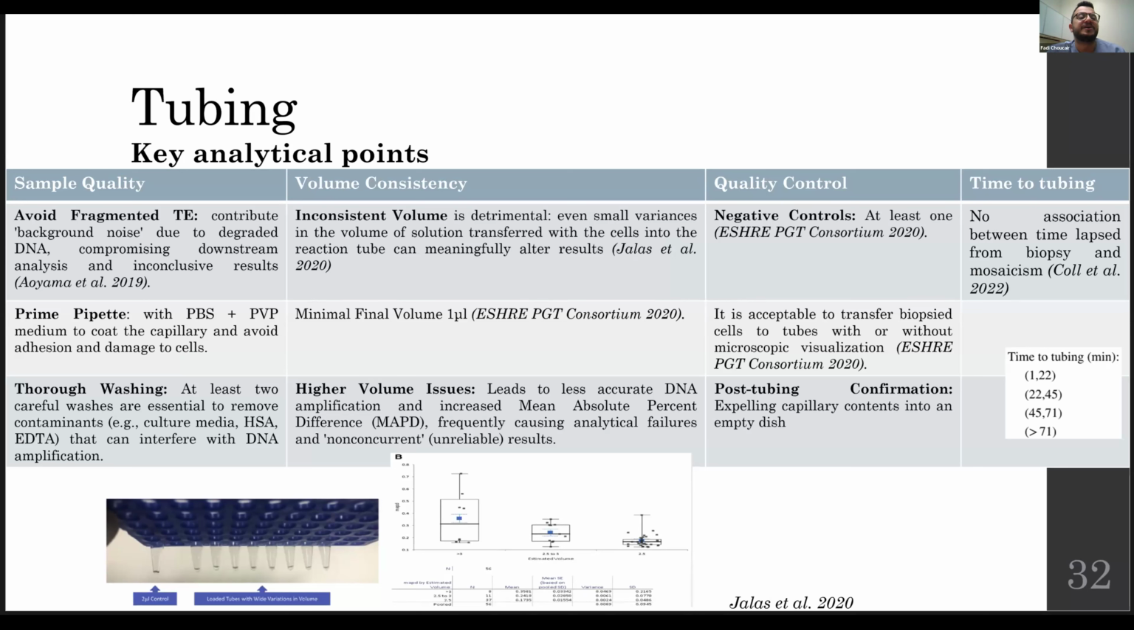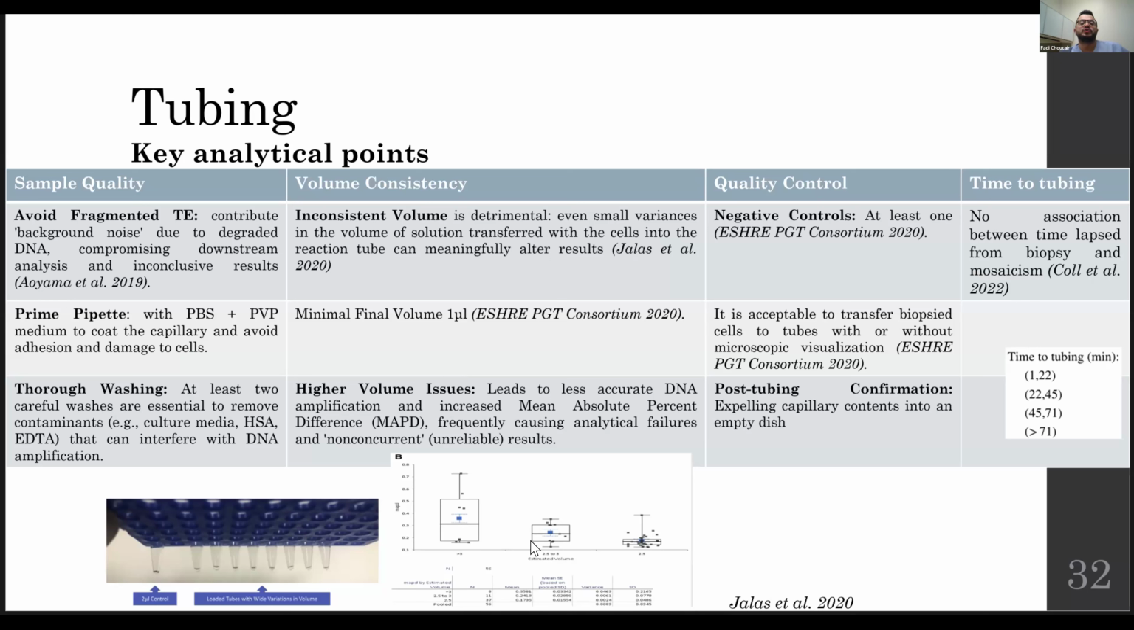A second point is volume consistency. Here we see a nice study from Jalas et al., published in Fertility and Sterility in 2020. They saw in current practice inconsistent volume of tubing in PCR tubes, which showed that even small variances in the volume will alter the genetic results. Higher volumes lead to less accurate DNA amplification and cause analytical failures. The ESHRE PGT consortium recommended a minimal final volume of 1 microliter.